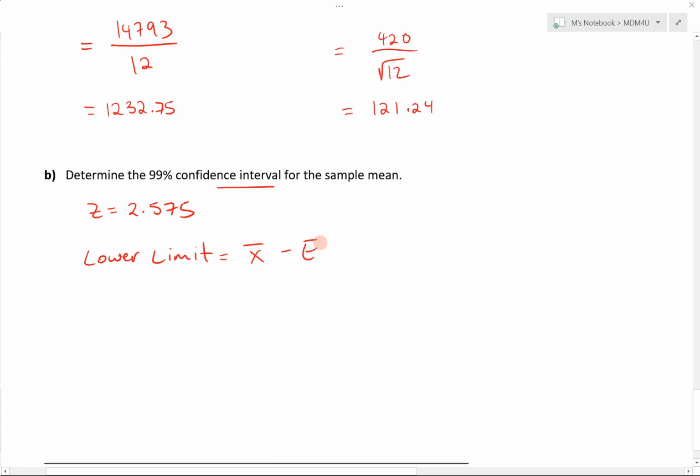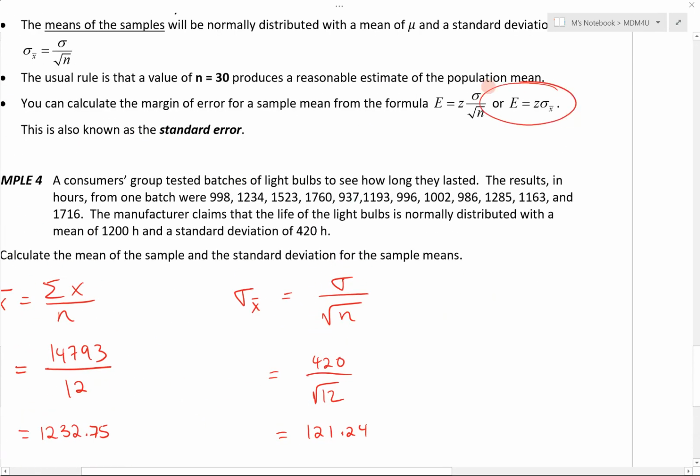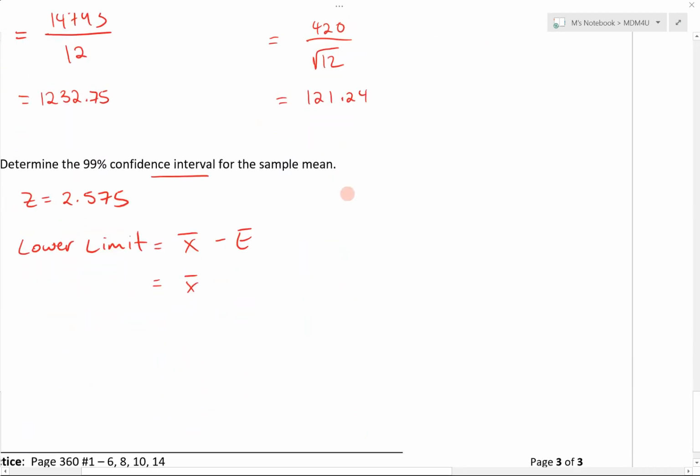Okay, and since we don't have the margin of error, I'm going to use the formula provided up here to calculate my margin of error. So I'm going to replace E with Z times sigma x bar, because I already have sigma x bar. So I simply substitute the values here. So I know my sample mean is 1232.75, subtracted by the z-score, 2.575 for a 99% confidence interval, and multiplied by sigma x bar, 121.24, giving me a lower limit of 920 hours.